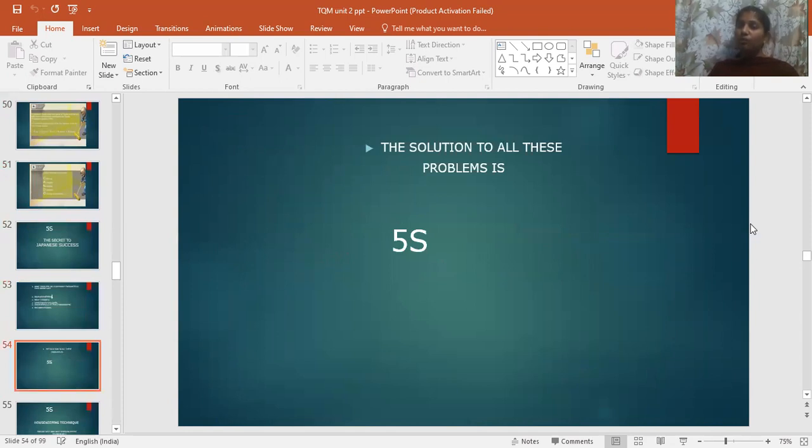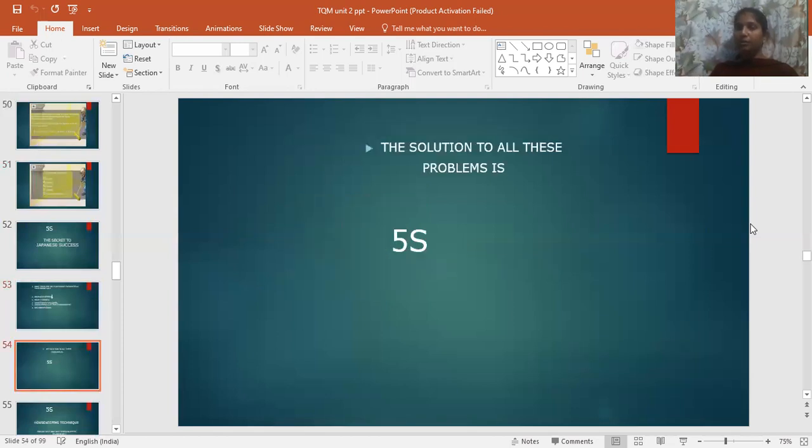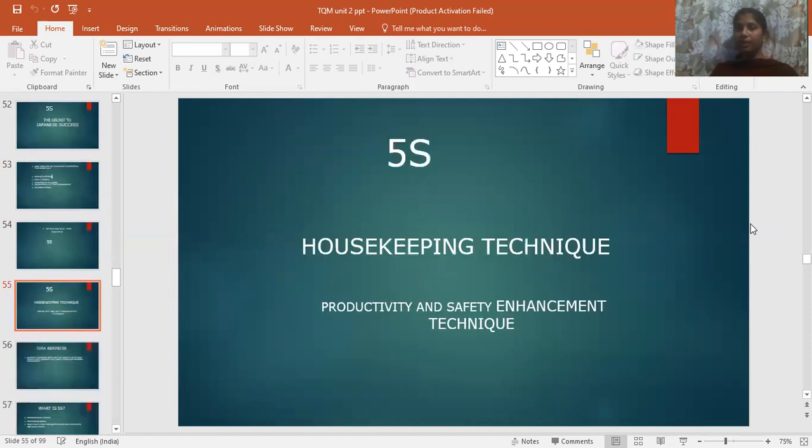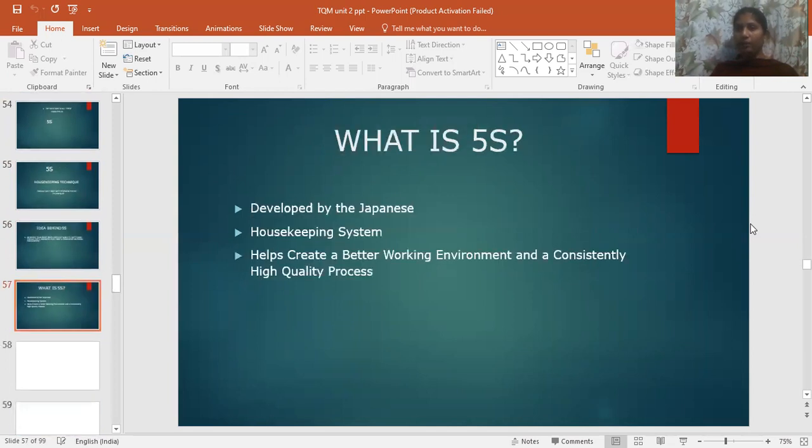The solution to many problems like high absenteeism, high turnover, demotivated employees, a disordered or cluttered environment, mistakes, and errors: for all these problems encountered at the workplace, the solution is 5S. In simple terms, we can call it a housekeeping technique. This is the technique which enhances productivity and safety. What is the idea behind 5S? To achieve a high level of quality, safety, productivity, and also to have a conducive working environment.